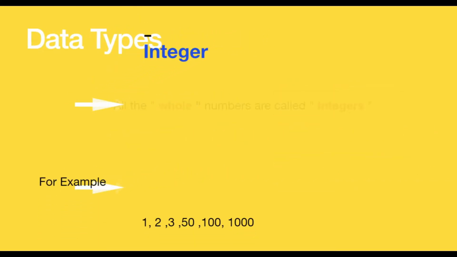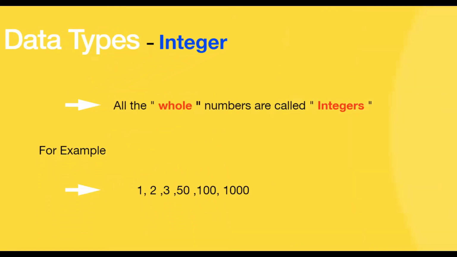First, let's look at what is integer. Integer is nothing but whole number. All the whole numbers are called integers. For example, 1, 2, 3, 50, 100, 1000, even lakhs. These are whole numbers. In programming, we call them integers.